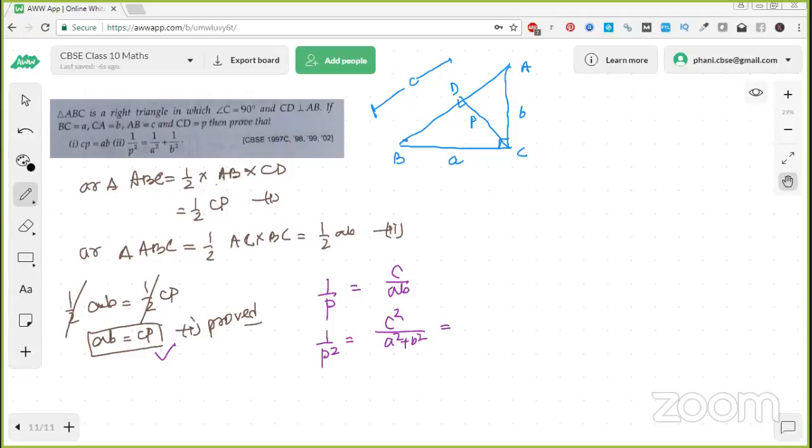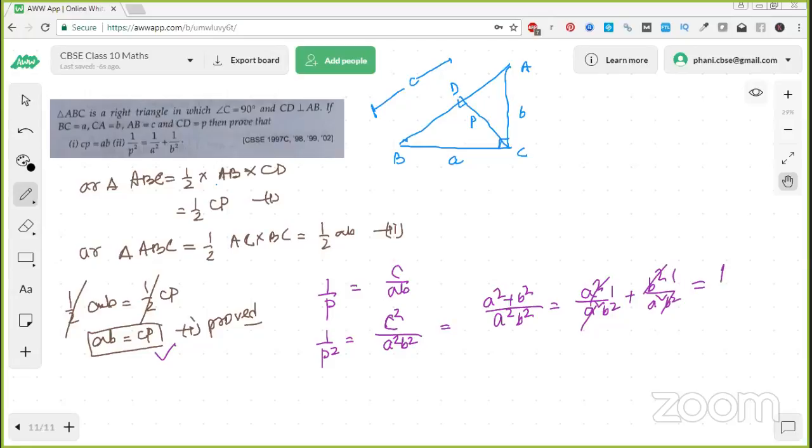Now C square can be written as A square plus B square by, sorry, here I made a mistake. If I square it, it should be equals to A square B square. So A square plus B square by A square B square, that is A square by A square B square plus B square by A square B square.